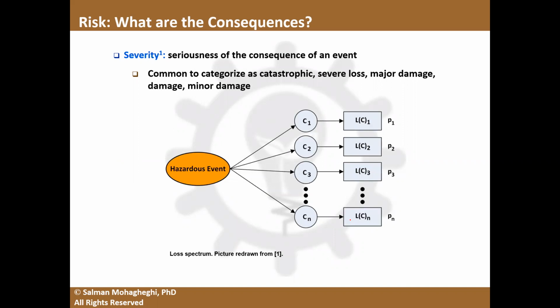And in the same consequence spectrum, we can add functions for the losses, and that would make it a loss spectrum. So that hazardous event, there are multiple consequences, each one with its own probability. And notice that each one is going to have a loss associated with that. And now you can multiply the loss values by the corresponding probability, and that would be essentially the risk of consequence C1 or C2 or C3. And then when you add all those risks together, that would be the risk associated with this particular hazardous event.